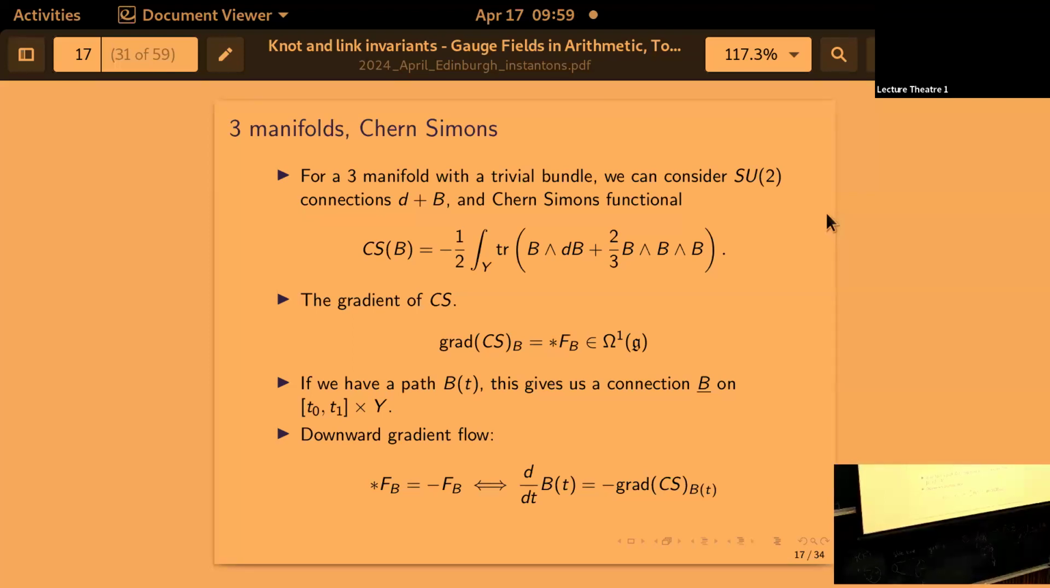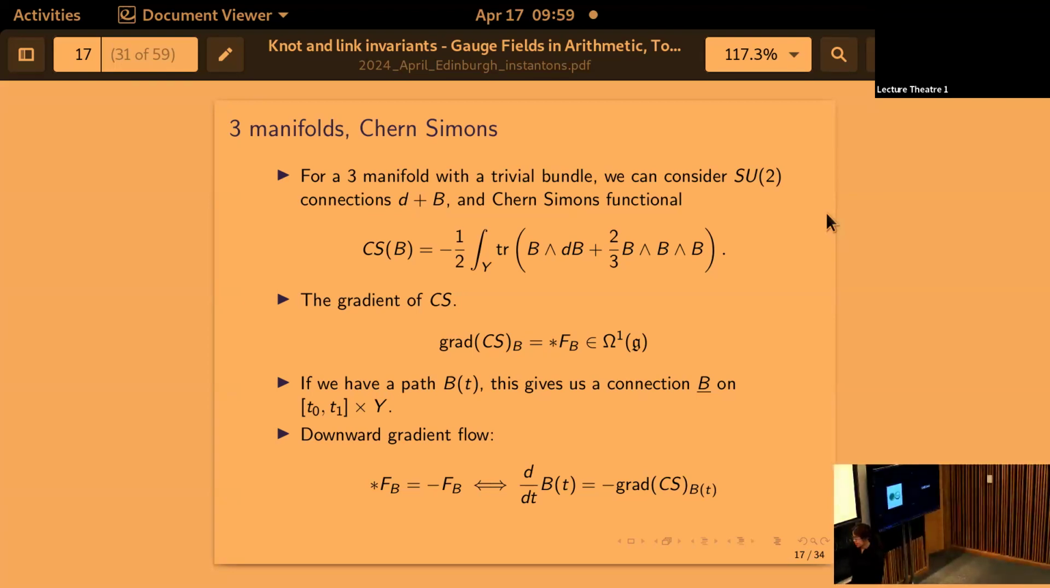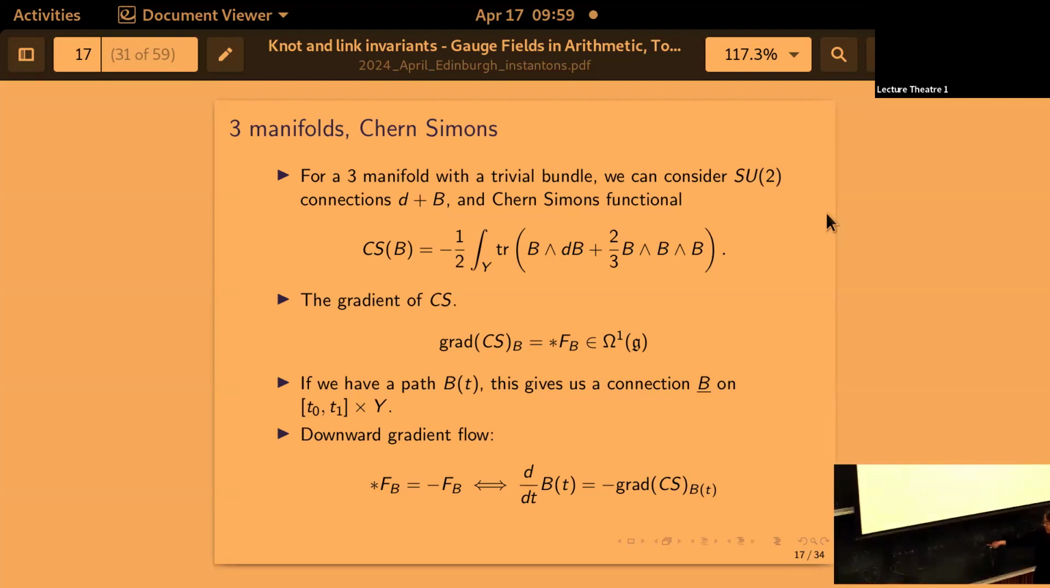So in our case, this space is just some horrible infinite-dimensional thing that's also not a manifold, because G is not actually acting on A freely or anything like that. This is just some horrible gadget. So when we do the Morse theory, we're not going to get the homology of this space, because it doesn't really make sense.